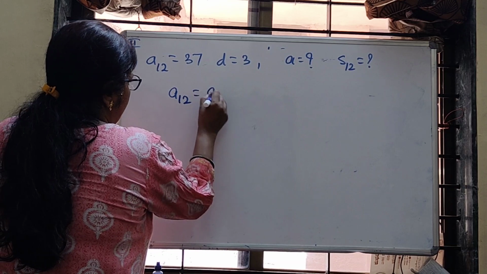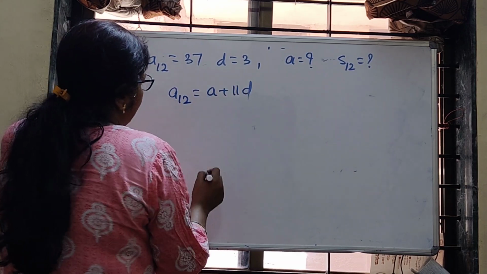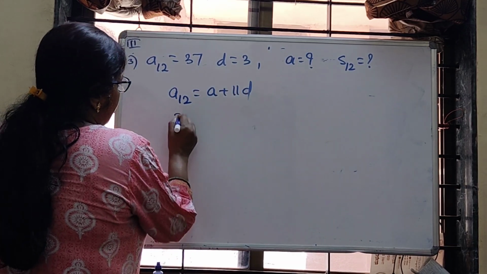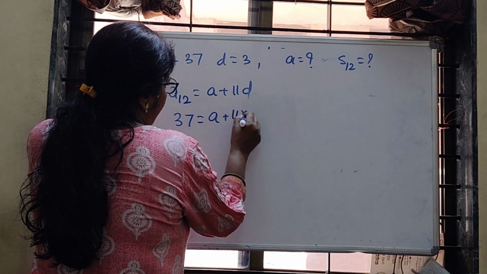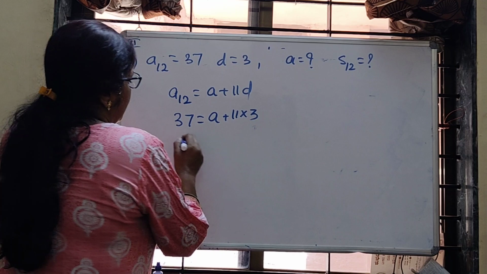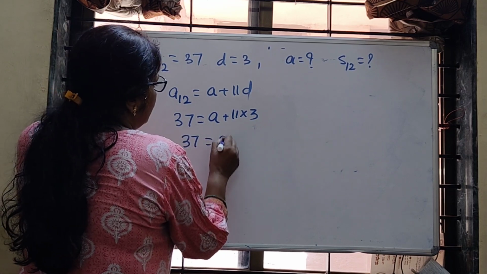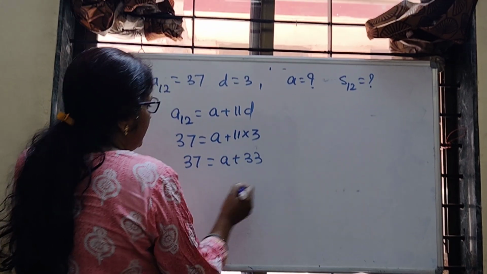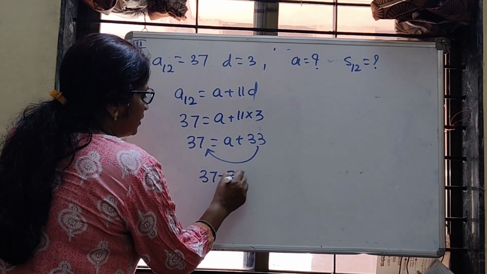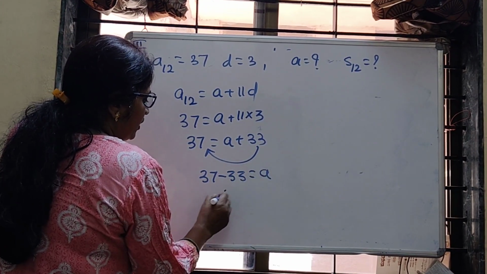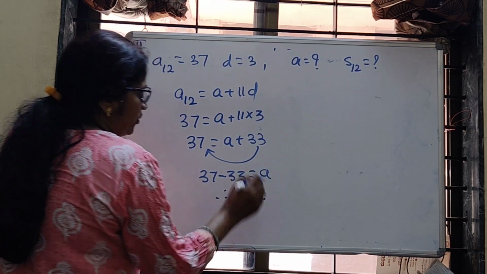a12 is equal to a plus 11d. So a12 is 37. We don't know a. 11 into d is 33. So 37 is equal to a plus 33. Transpose this 33, it becomes 37 minus 33 is equal to a. Therefore, a is equal to 4.